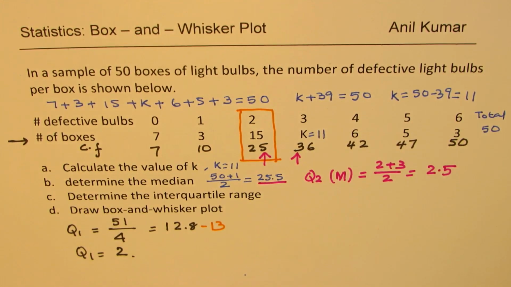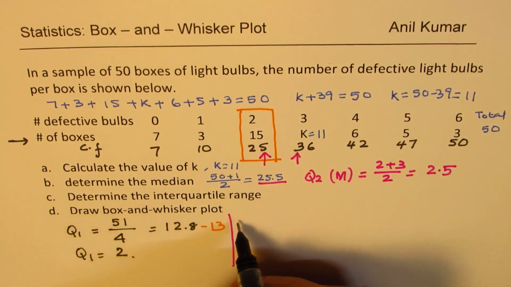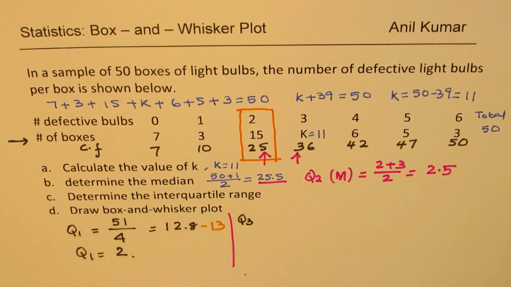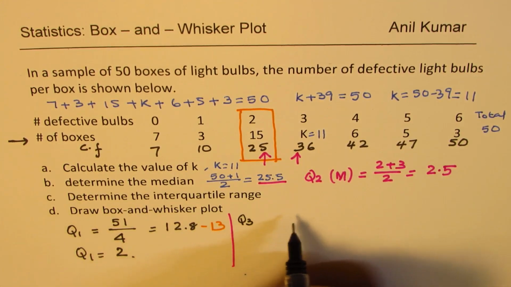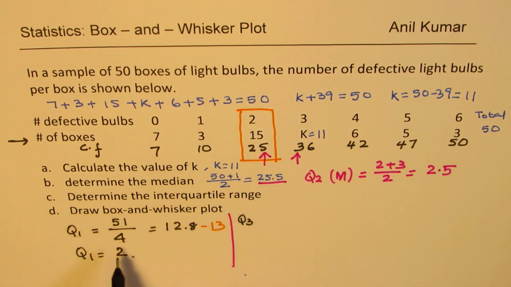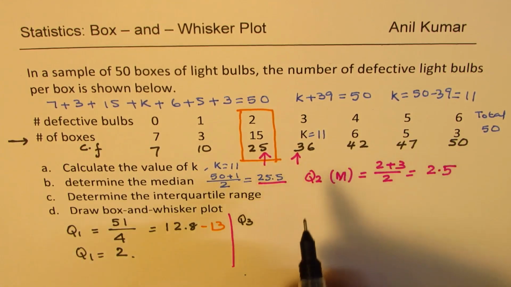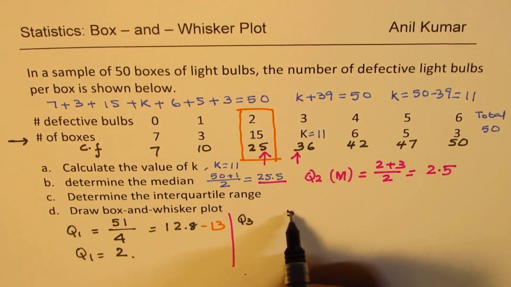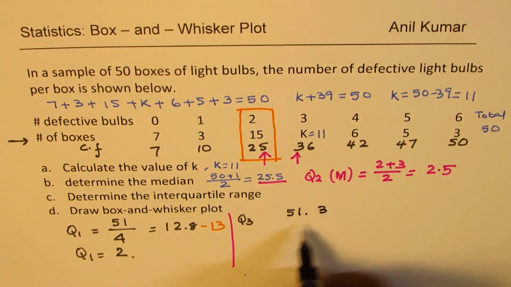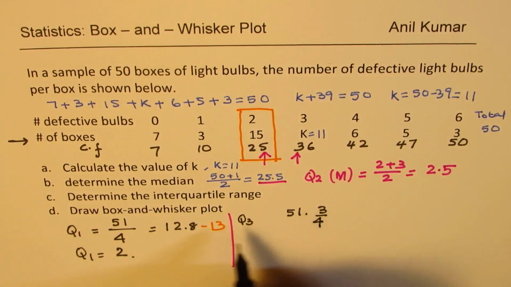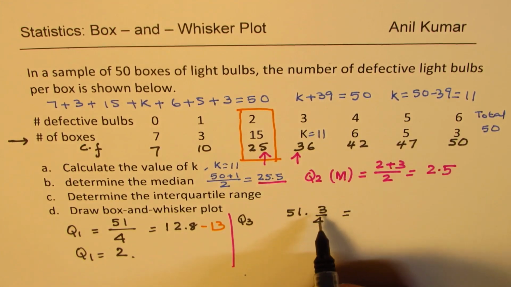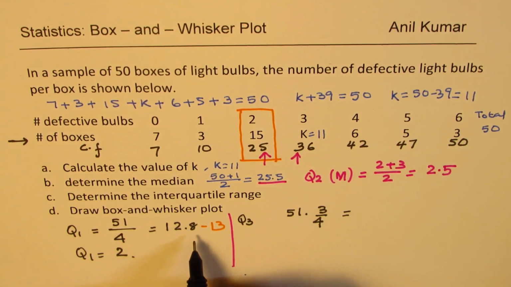Now let's find what is Q3 for us. So as far as Q3 is concerned, so we have Q3, the number lies, it is between 12 and 13 from the right side, right? So you could do this as 51 times 3 over 4, right? So we could do this, that is the number we are looking for. So we'll just multiply this by 3, right?